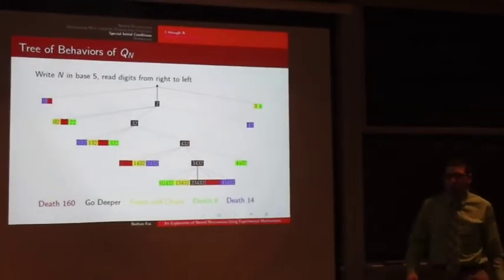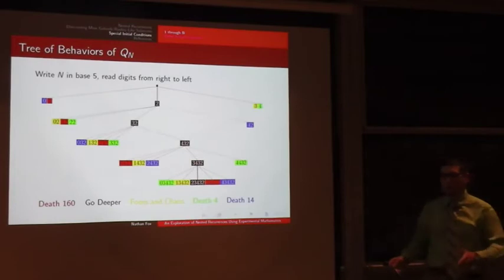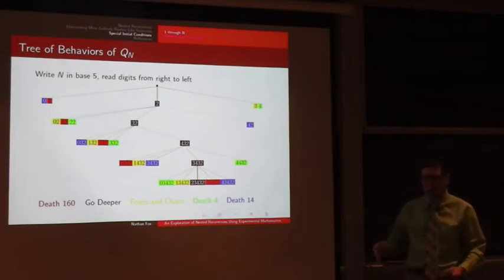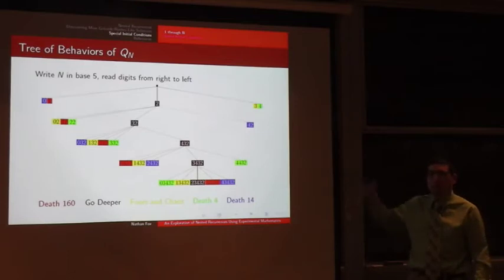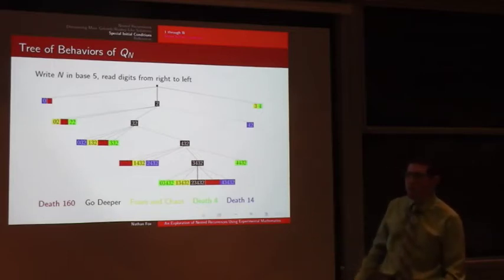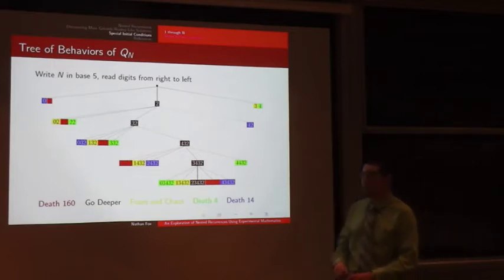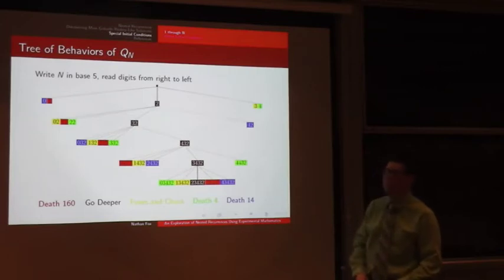So we can actually describe this by a tree. Those two descriptions don't make it clear that the second thing depends on higher and higher powers of 5, but it's not too hard to prove. What you can do is write n in base 5 and start reading the digits from right to left, and this tree will tell you what the behavior is.